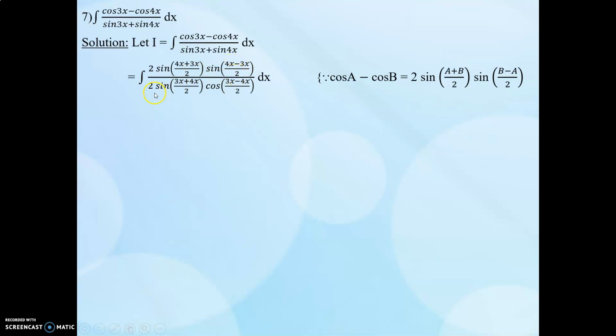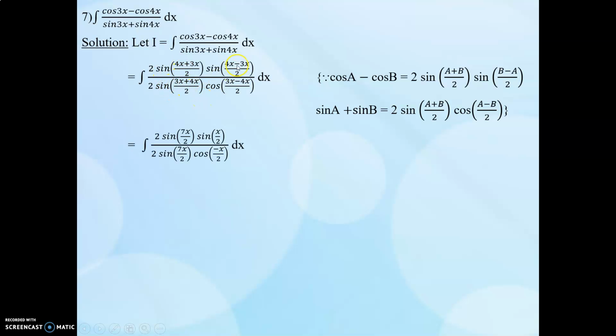upon 2 sin (3x plus 4x) upon 2 into cos (3x minus 4x) upon 2, by using these formulas. Then 2 cancelled, and here sin 7x upon 2, and here again sin 7x upon 2, and in the next term sin x upon 2 upon cos minus x upon 2. We all know that cos of minus theta is cos theta. Here sin 7x upon 2 and this one cancel, 2 and 2 this cancel. So integral sin x upon 2 upon cos x upon 2 is tan x upon 2 dx. We know the integral of tan x.